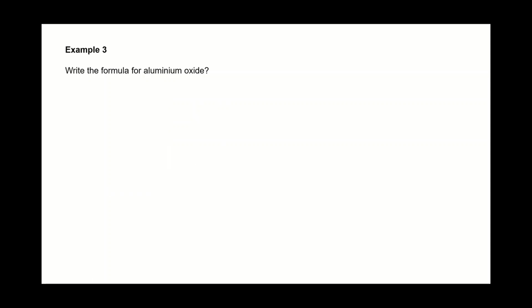Example 3. What is the formula for aluminium oxide? Now this one's slightly more complicated, and if you want to challenge yourself, you can pause the video at this point.